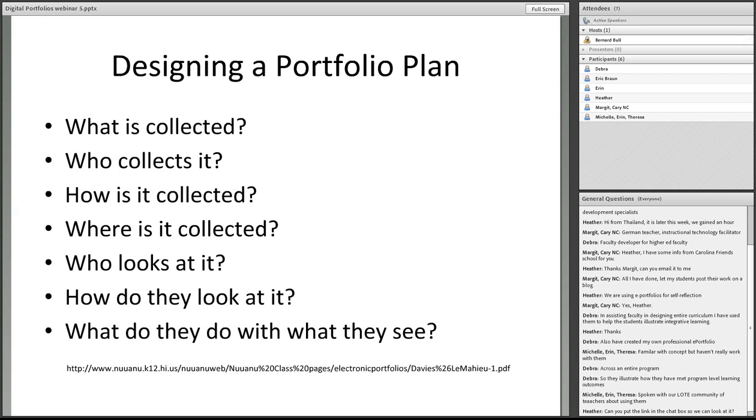The next one then is what do they do with what they see? So again, I'll talk about this a little bit later, but when we look at the research, we find that many people use portfolios for some kind of evaluative process. And so when the teacher is looking at the portfolio, are they grading it using a traditional grading system?